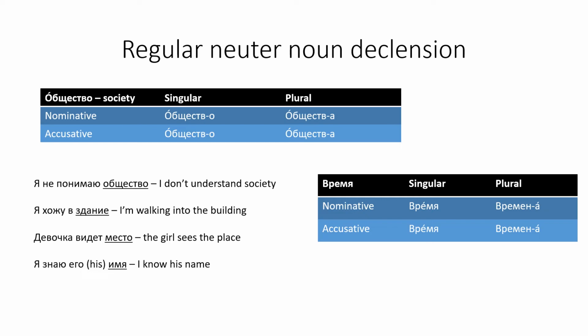Here we have a few example sentences of neuter nouns in the accusative case. Я не понимаю общества. Я хожу в здание. Девочка видит место. Я знаю его имя.